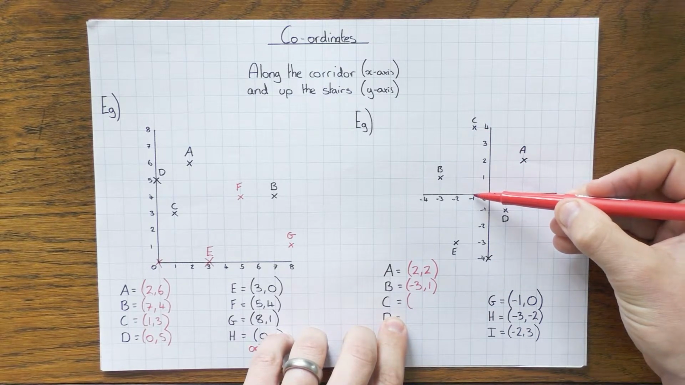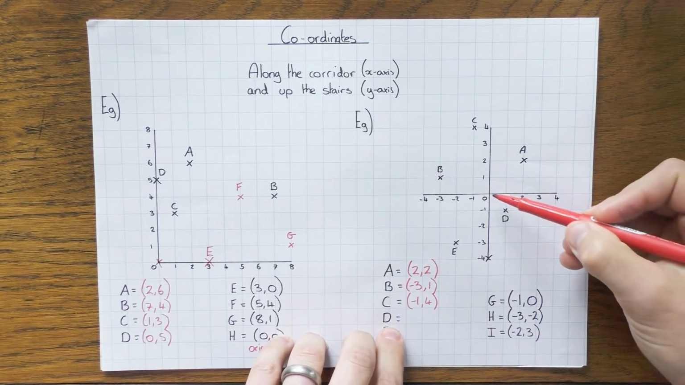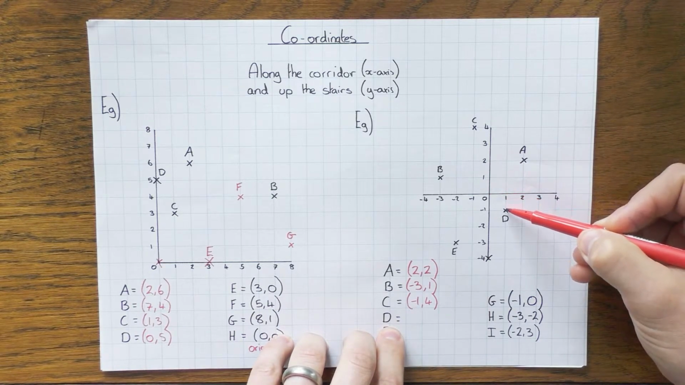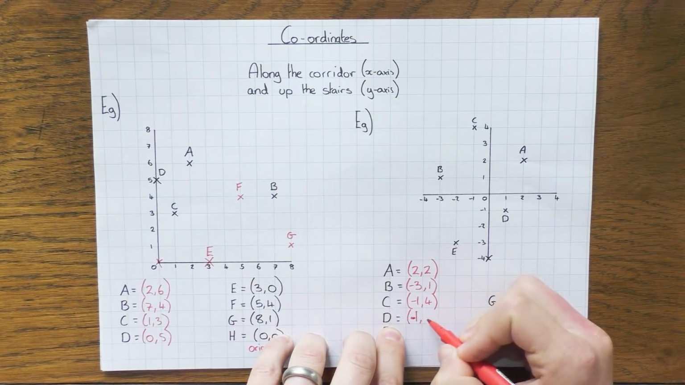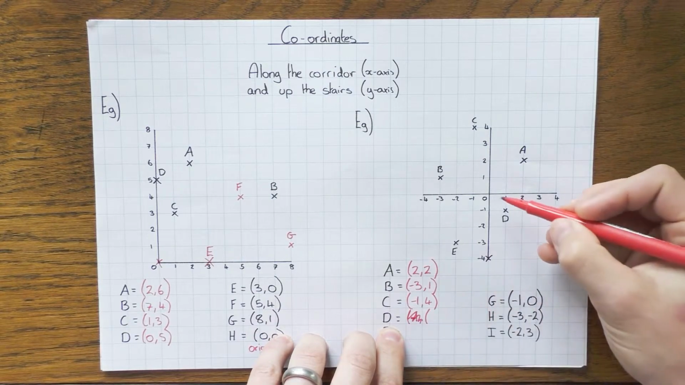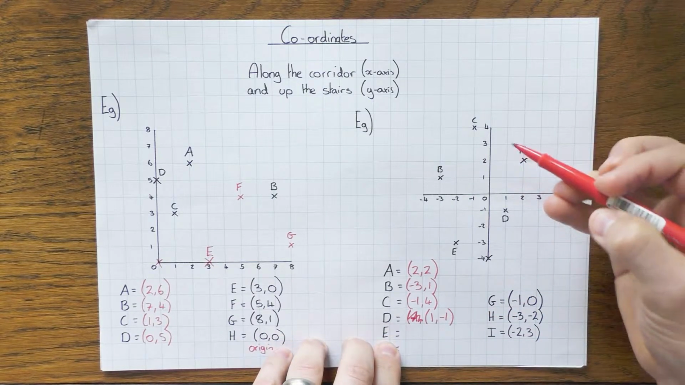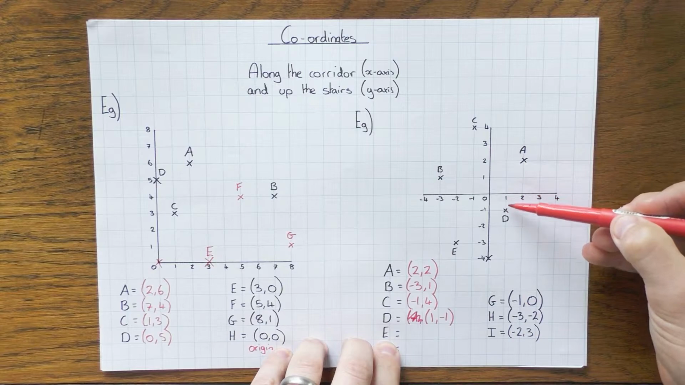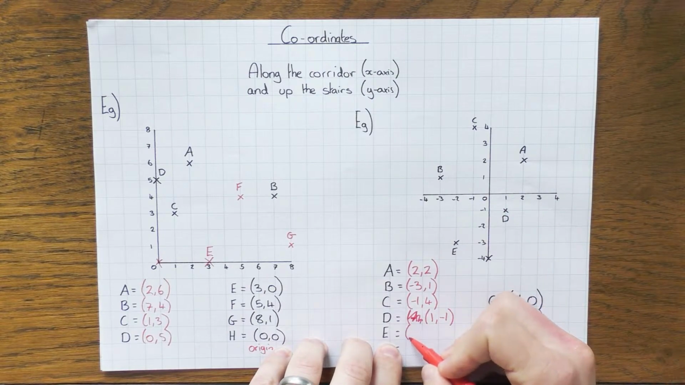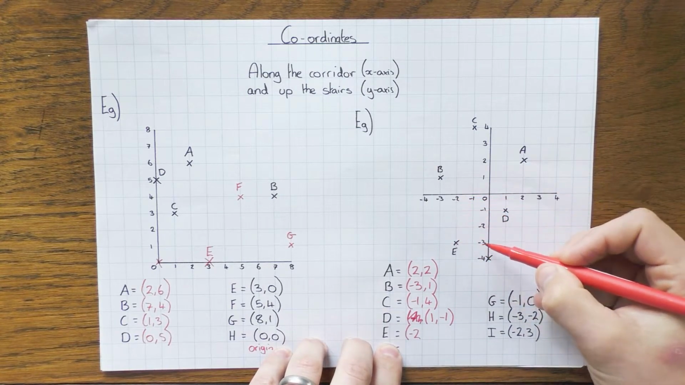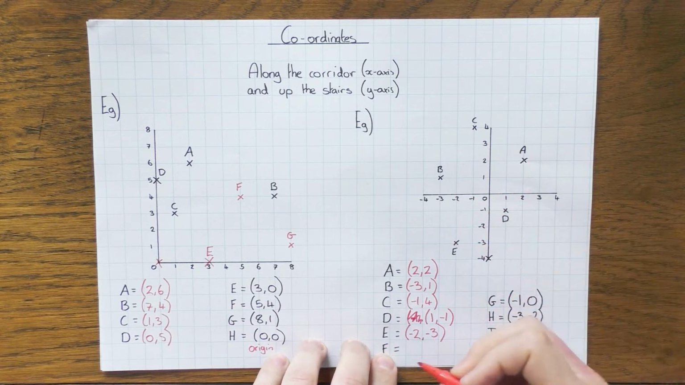I go along the corridor to -1, and I go up to 4. So -1, 4. D, along the corridor this time to 1, and then down to -1. Oops. So it's 1, and I'm going to write that again because it looks like a -1. Okay, so I go along 1, and then down to -1. It says up the stairs, but when it's a negative, you can go down the stairs if you like. Think of it that way. E is here, so I go along to -2, and then I go down to -3. So it's a double negative along the corridor, but this time down the stairs.